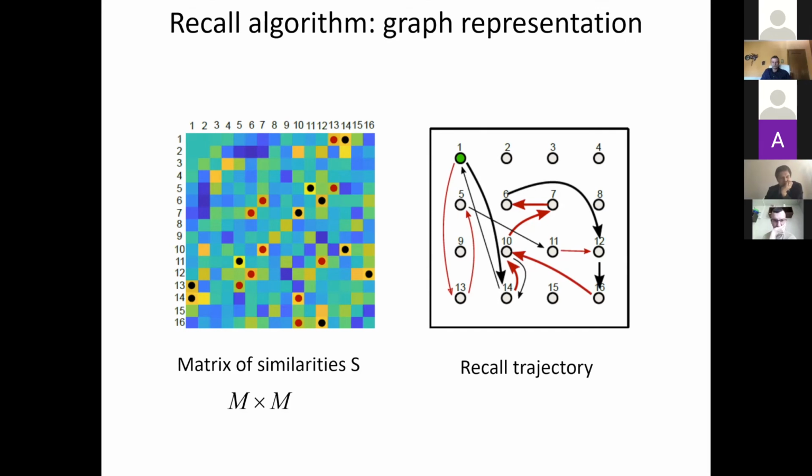All of this trajectory, including the approach and the cyclic trajectory, tells you how many words you recall and how many words will never be recalled. In this example, there are 1, 2, 3, 4, 5 words that are not recalled out of 16. So the model recalls 11 words out of 16 and cannot recall 5.